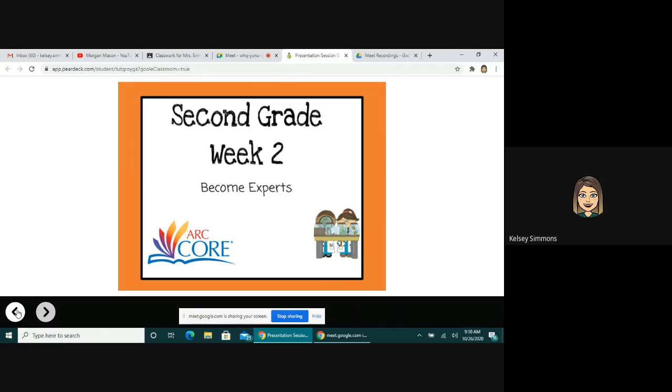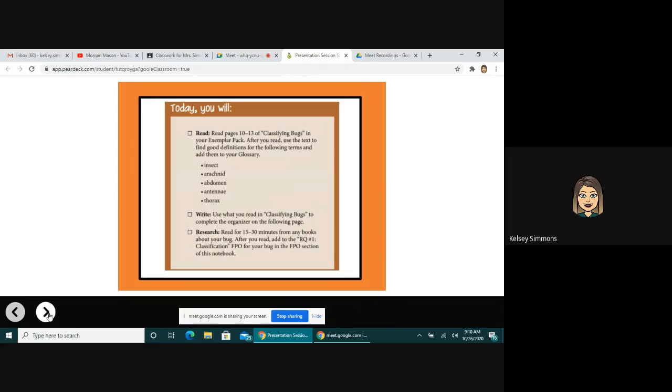So today in reading, we are going to become experts on our bug topics. To do that, we're going to read pages 10 through 13 of Classifying Bugs in your exemplar pack. Since you don't have that with you, I have attached it to our slides. And while we read, we are going to work to find definitions of these different terms so that we can add those definitions to our glossary whenever we get back to school. And we're going to write those on our slides today.